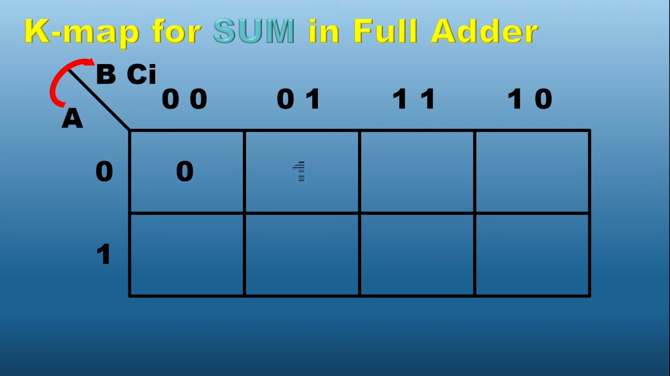Now place the outputs of sum according to the truth table. Here you will observe that high output values are placed diagonally, thus forming a checkerboard configuration. So we will mark them separately.